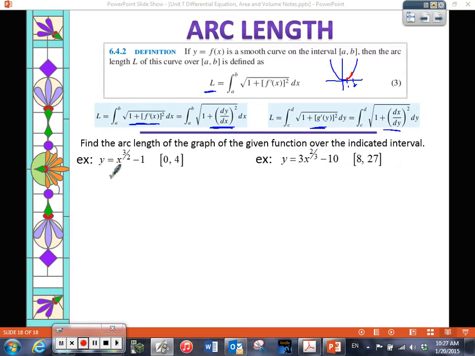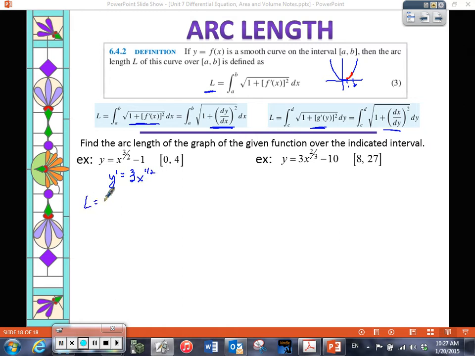We've got to remember to find the derivative. One of the most common errors that I see on finding arc length is, especially with trig functions, we forget to find the derivative and we just stick the original function in there. Of course, it's not going to work properly. So we need to be sure to find the derivative. So let's do that. This would give us 3/2 x to the 1/2.